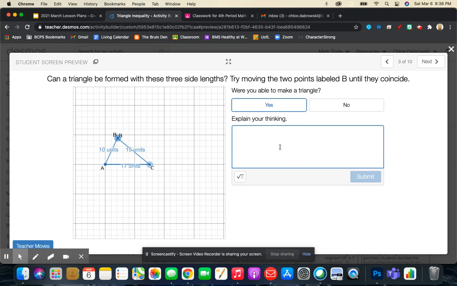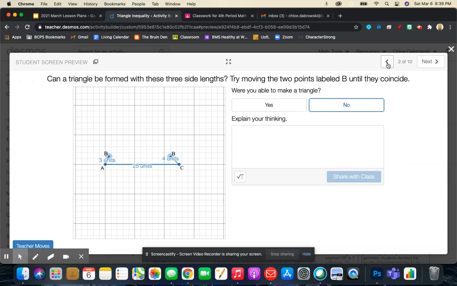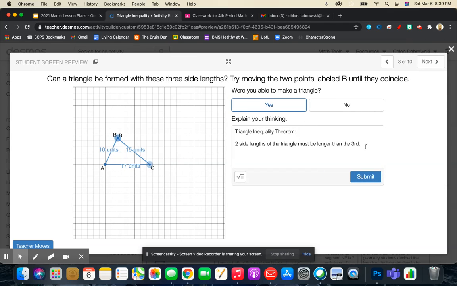So I'm going to use this thinking box to explain the rest of the assignment today. So we have this concept called the triangle inequality theorem. And this theorem states that 2 side lengths of the triangle must be longer than the third. And that being said, if we go back to our first triangle, 3 plus 25 is 28. That's automatically bigger than 4. However, we didn't make a triangle here.